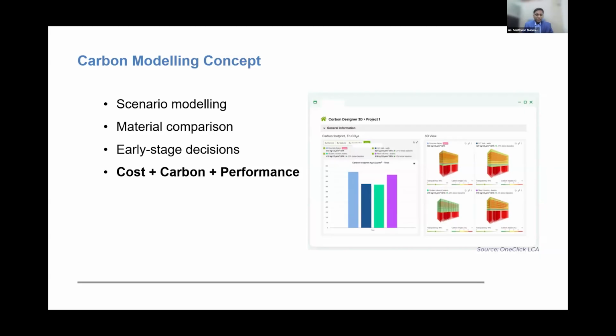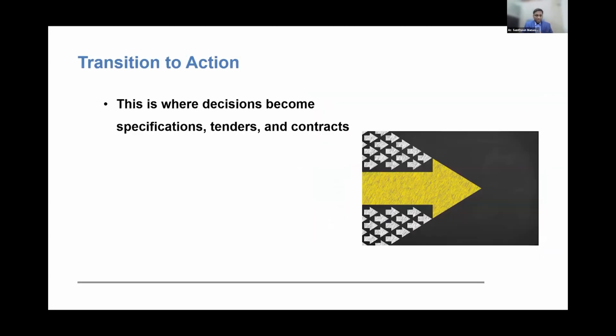Then we may move towards the next stage, where we would like to do the transition. Measurement of the embodied carbon alone doesn't reduce the actual carbon. The real impact happens when the modeling outputs are translated into action. This is where the carbon targets move from spreadsheets into specifications, that is, the tenders and contracts, where they can actually influence what gets built.